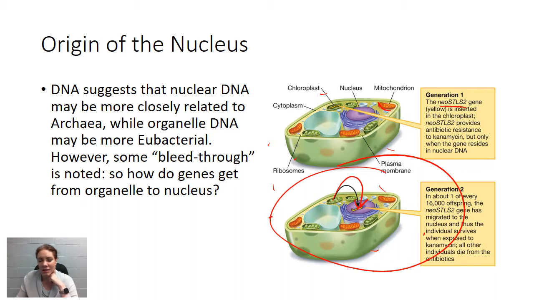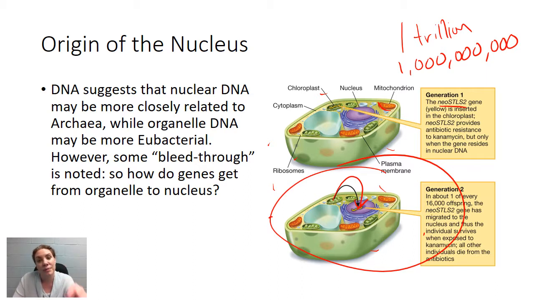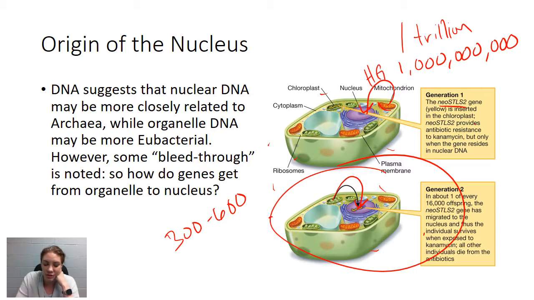That's actually kind of a lot. So we have 1 trillion human cells or more. That's 1,000 million. Okay, that's a lot. And 1 out of every 16,000, that's actually a surprising number of cells where this would be happening in us too. Estimates are that everybody, you, me, everybody, has somewhere between 300 to 600 genes that have actually leaked from our mitochondria into our nucleus. And we function just fine. So there is some sort of degree of horizontal gene transfer or lateral gene transfer going on in there.